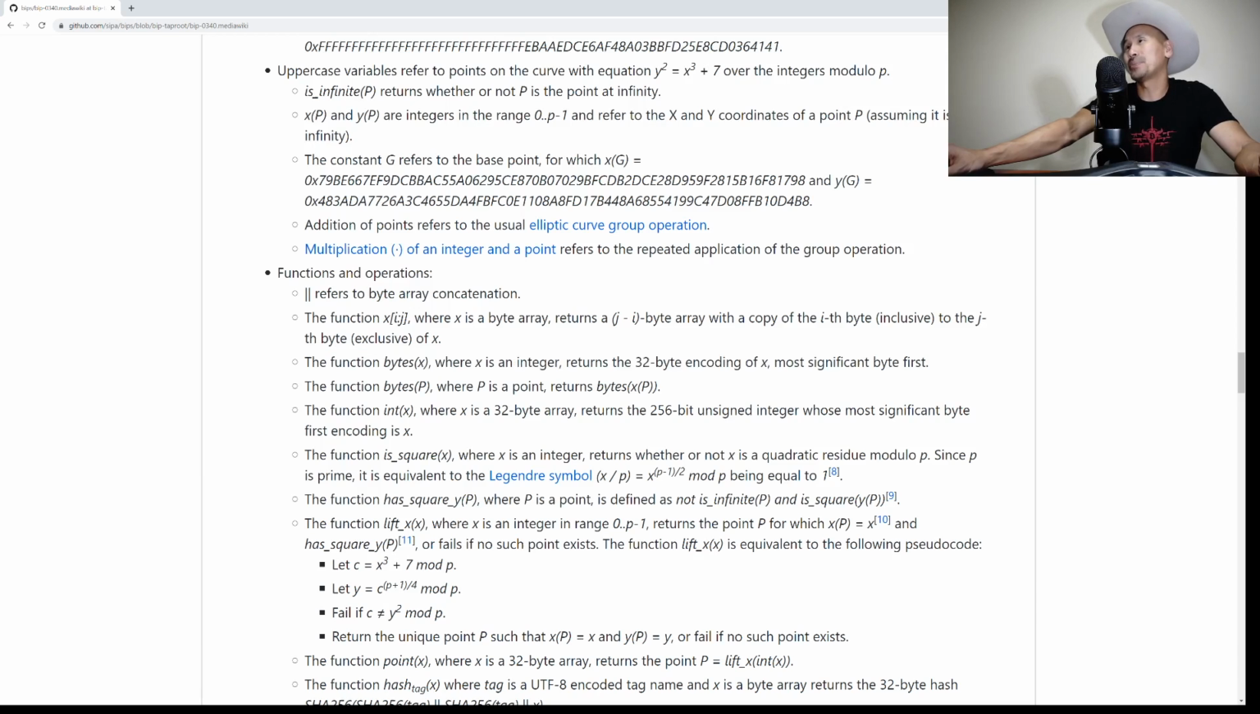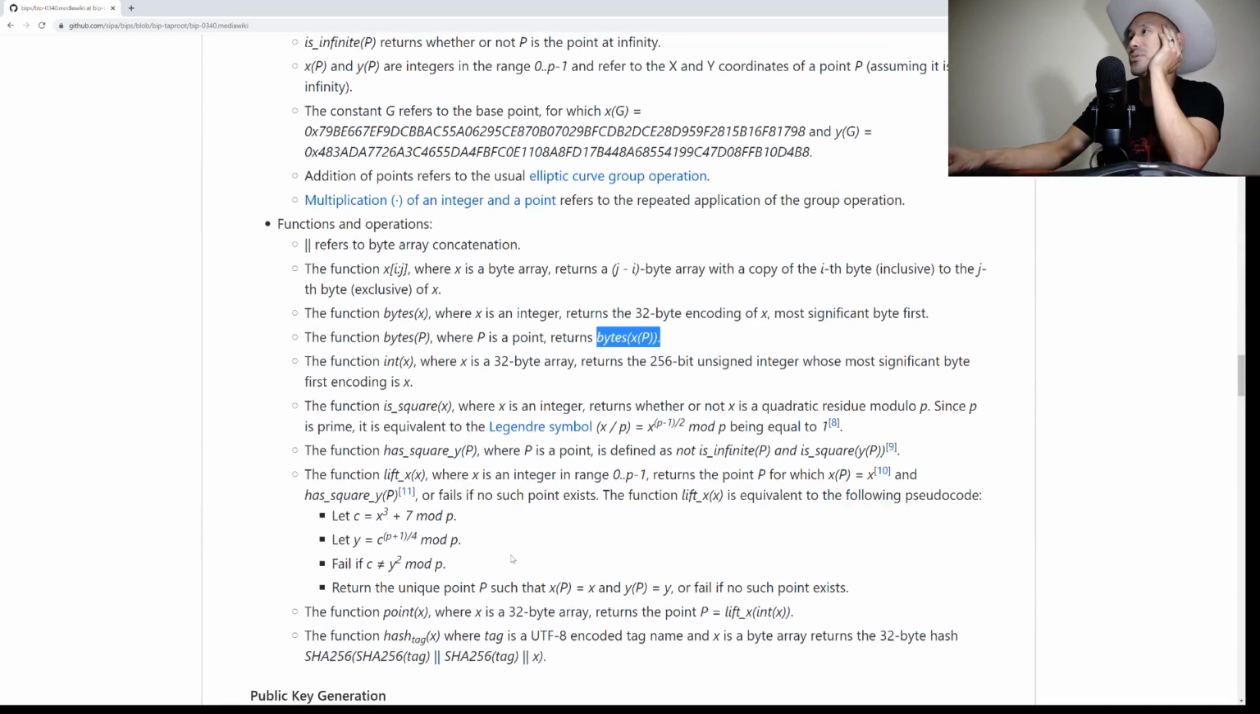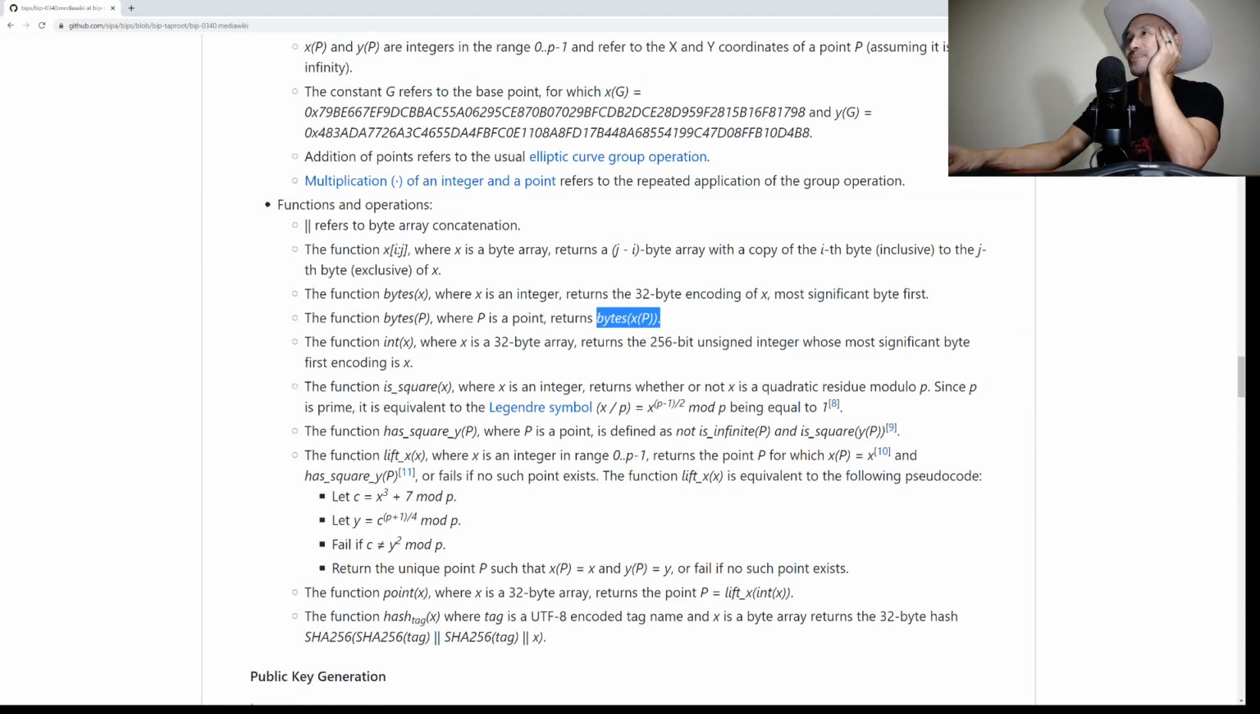The function bytes(P), where P is a point, returns bytes(x(P)). So you take the x coordinate and then you get the big endian representation of that x coordinate. The function int(x), where x is a 32-byte array, returns a 256-bit unsigned integer whose most significant byte first encoding is x. So you turn it back. So it's the inverse of the bytes(x) function.